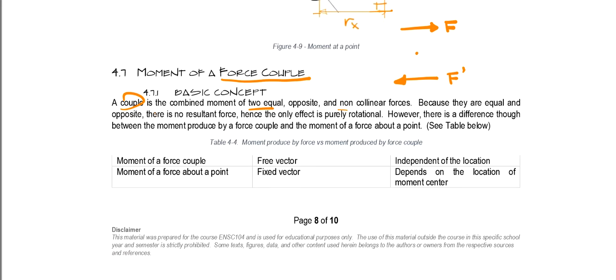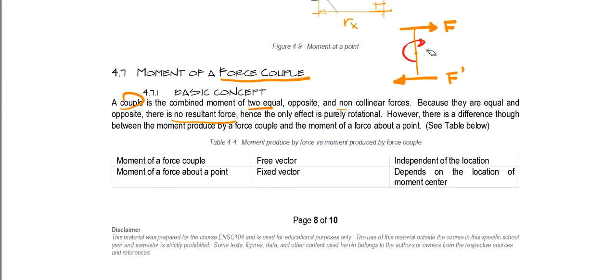So a couple is the combined moment of these two forces here. Because they are equal and opposite, there is no resultant force, of course, right? Hence, the only effect is purely rotational. So if you would imagine this, the effect of these two forces here is purely rotational, right?